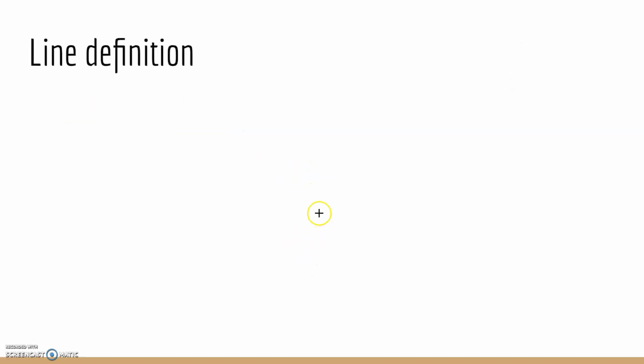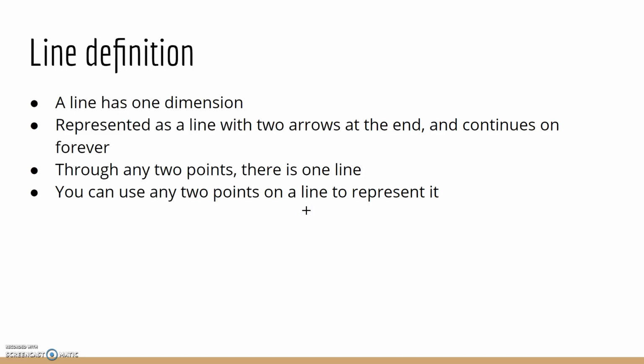Alright, now let's look at the definition of a line. A line has one dimension, unlike the dot, the point, which had no dimension. How do we represent a line? A line is represented as a line with two arrowheads at the end, and it continues on forever in both directions that it's drawn in.